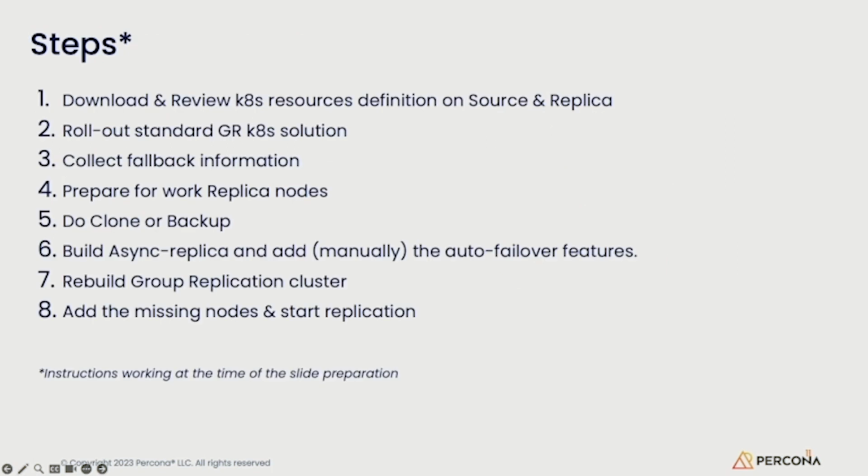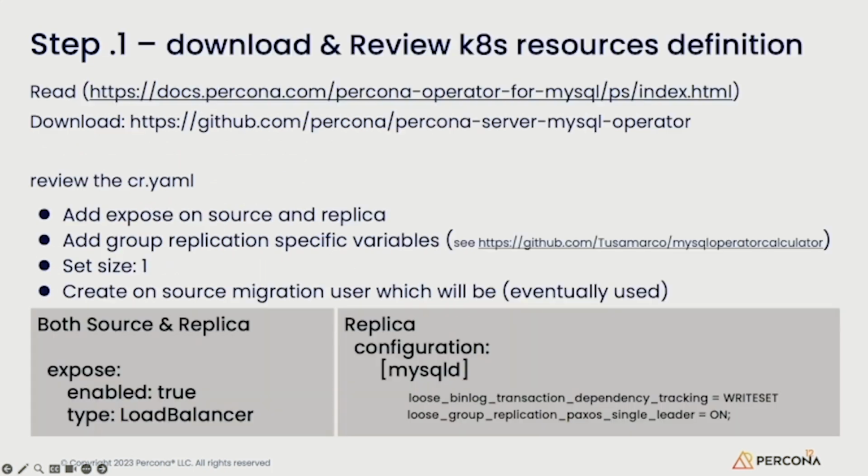Okay, so the steps that we will show, more or less, are: download and review the CR definition for the operator, roll out a standard Group Replication Kubernetes solution, and collect some failback information. This is a safe step, you can skip it if you want. Then prepare to work with replica nodes, do the clone or the backup of the data, build asynchronous replication, rebuild the Group Replication cluster, add the missing node and start the asynchronous replication.